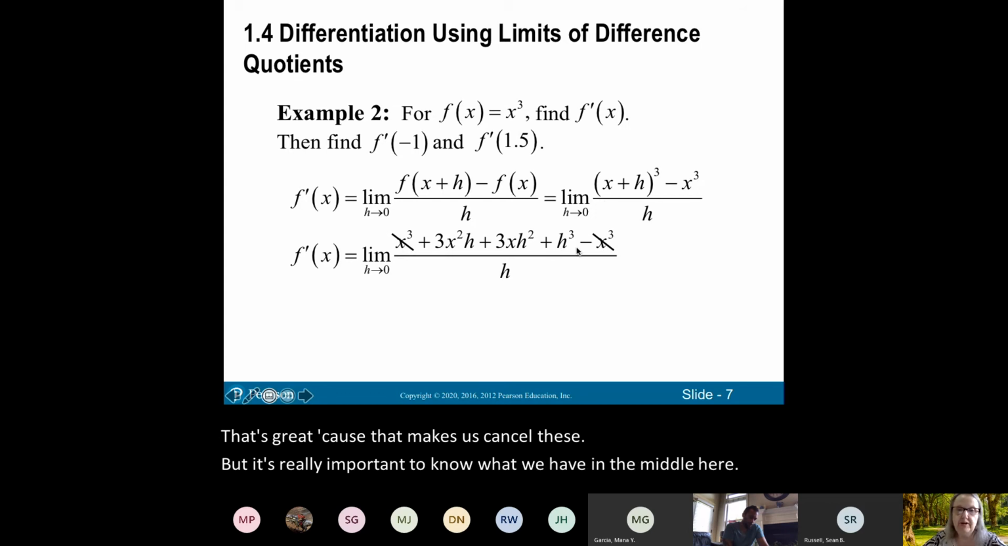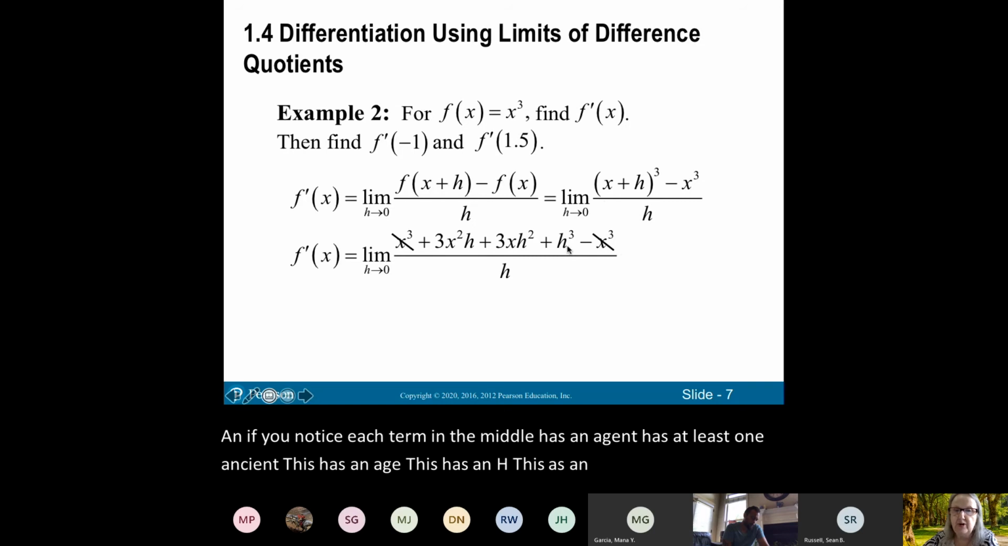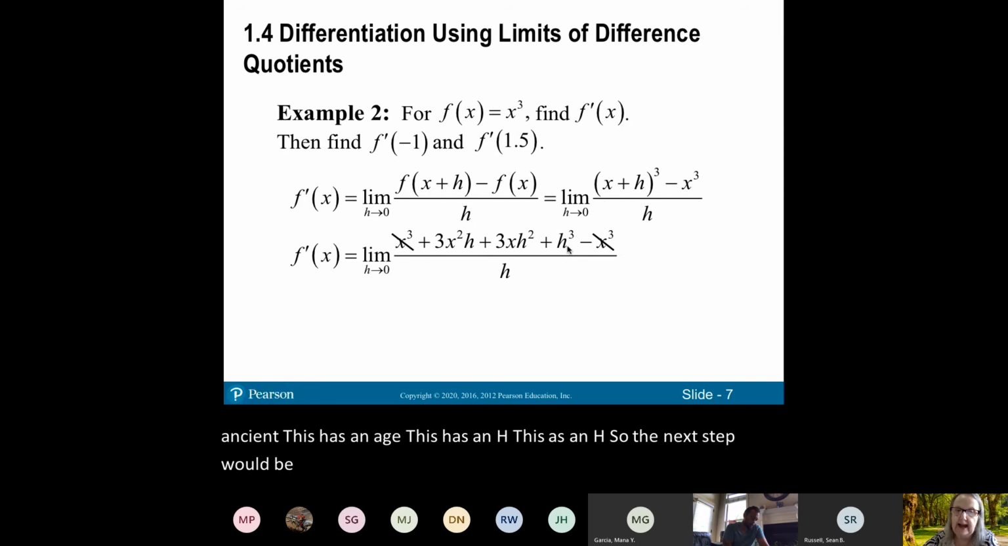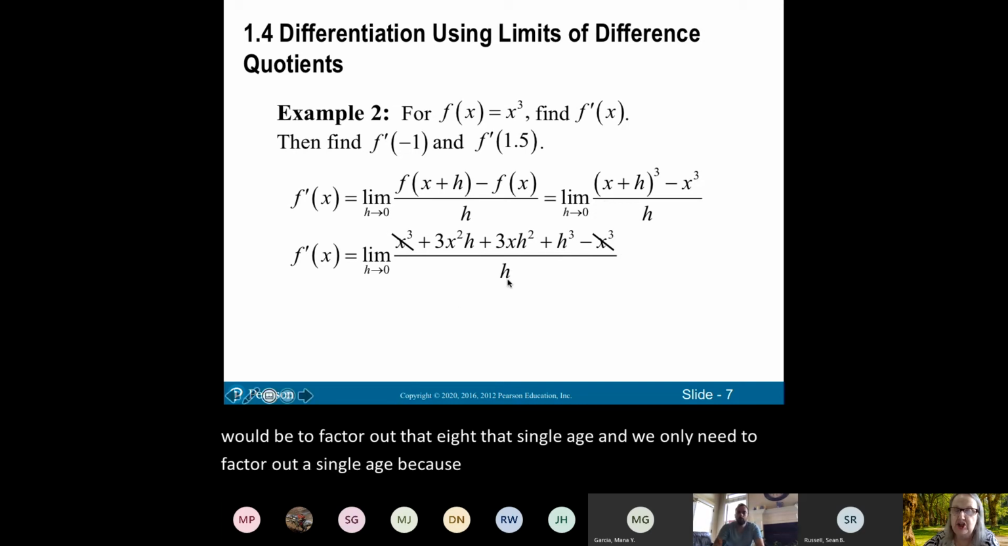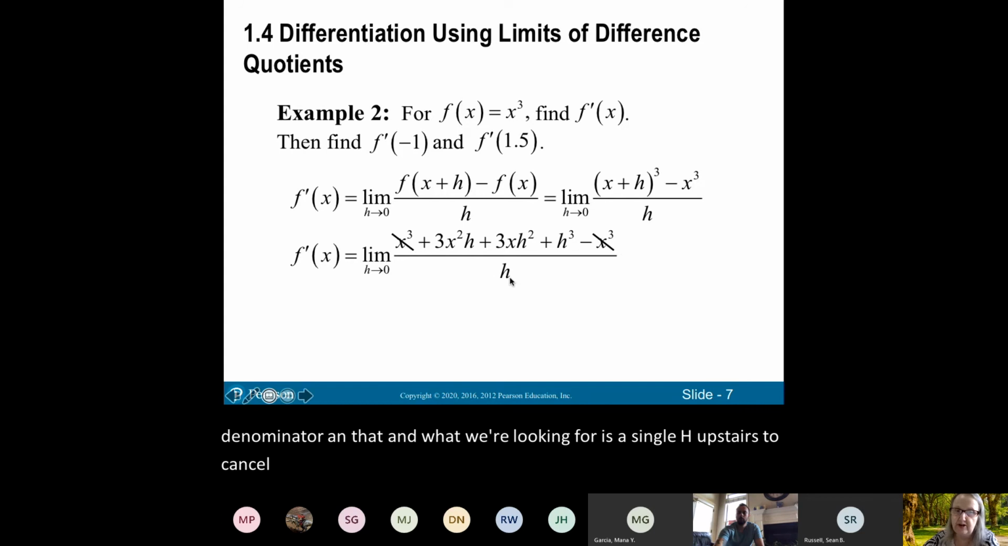And if you notice, each term in the middle has an h in it. It has at least one h in it. This has an h, this has an h, this has an h. So the next step would be to factor out that single h. And we only need to factor out a single h because there's only a single h in the denominator. And what we're looking for is a single h upstairs to cancel this one downstairs.